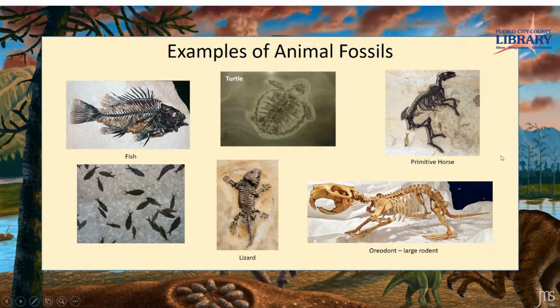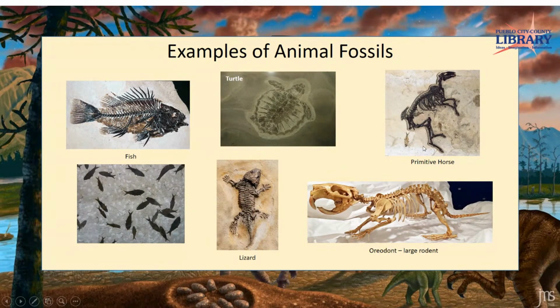And we can find lots of different animal fossils. Some of these you can tell what they are. I mean, obviously these are fish, and you might find individual fish. You might find a plate with a whole lot of fish where a lot of them died at once. Here is a lizard of some kind, a turtle, and this is actually a primitive horse.